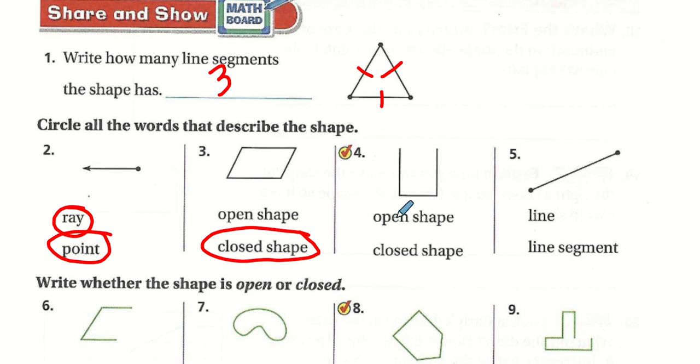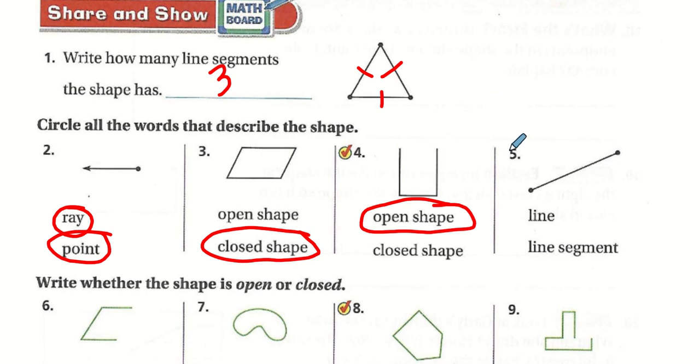Number 4, it says open shape, closed shape. So I can see right here, there's an opening or a gap that I can get into the shape without crossing a line. So that one is an open shape, but it is not a closed shape. Closed shape, there would have had to be one more line segment at the top, making it connected.